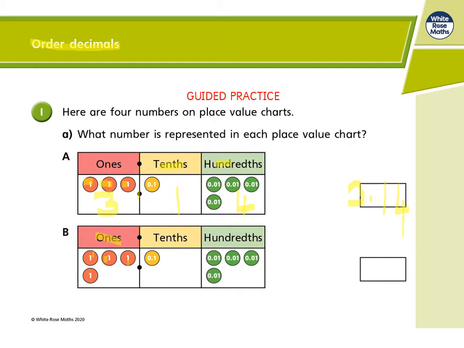Now looking at B, again I'm starting with my 1s column. I have 1, 2, 3, 4 counters in my 1s column, 1/10 and 4 hundredths. So my number for B is 4.14. And I was thinking back to yesterday's objective where we had to compare decimals. If I was going to compare 3.14 and 4.14, 4.14 is the larger decimal.